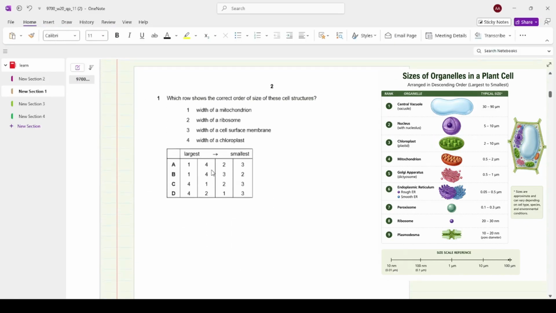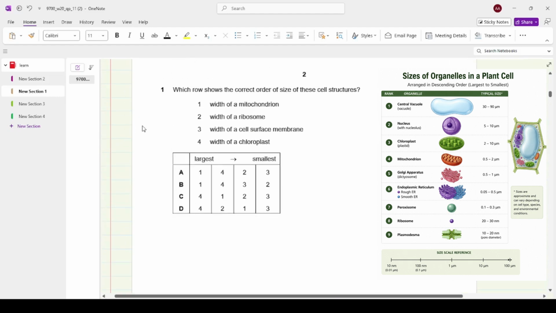So the first question in this paper was: which row shows the correct order of sizes of these cell structures? There is mitochondrion, ribosome, cell surface membrane, and chloroplast. From our chapter 1 theory, we know that chloroplast is by far the largest. So in the ranking, chloroplast will be number 1, number 2 will be the mitochondrion, followed by the ribosome as number 3. Then number 4 will be the cell surface membrane, which is about 7 nanometers.